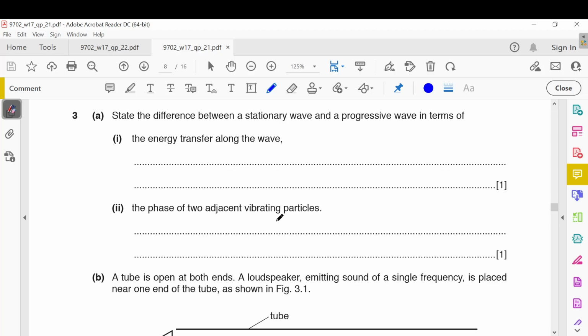The phase of two adjacent vibrating particles: in a progressive wave, a phase difference exists between adjacent particles, but in a stationary wave there is a 0 degree phase difference, and a 180 degree phase difference in adjacent loops.